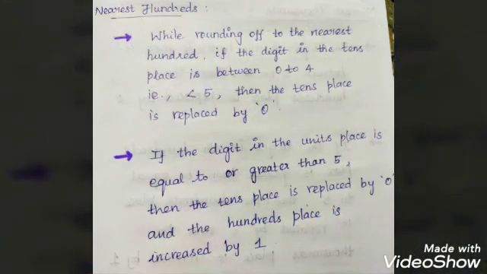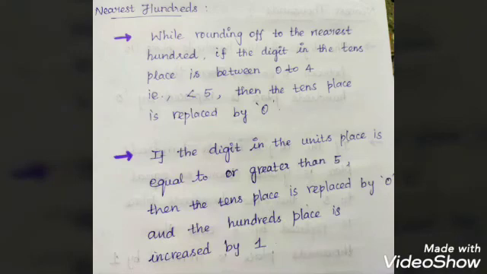Alright? The next thing, nearest 100. How to round off to nearest 100? Here we are going to see two rules or tips or tricks, whatever it may be. While rounding off to the nearest 100, you have to see the tens place. If the digit in the tens place is between 0 to 4, which means less than 5, 0, 1, 2, 3, 4, then the tens place and the ones place will be replaced by 0.